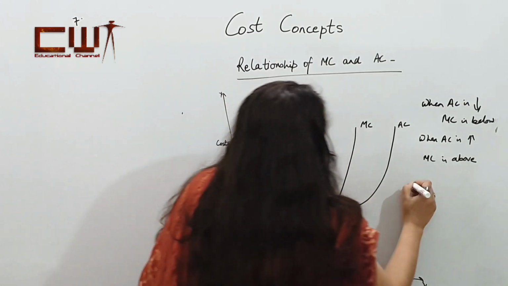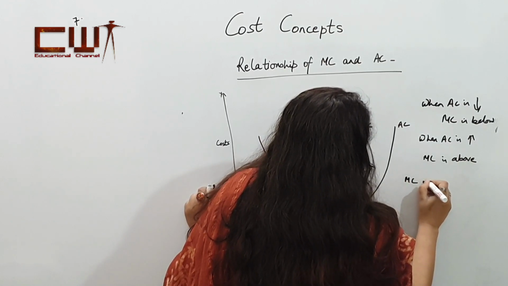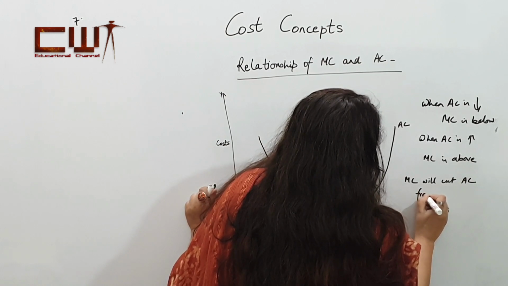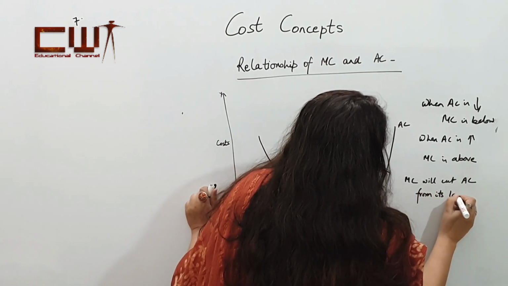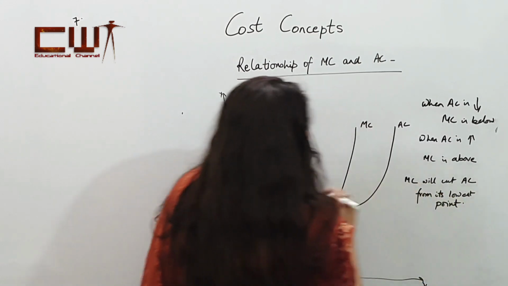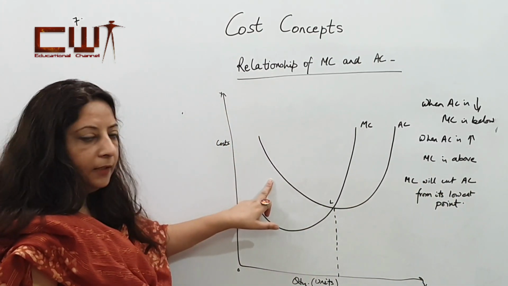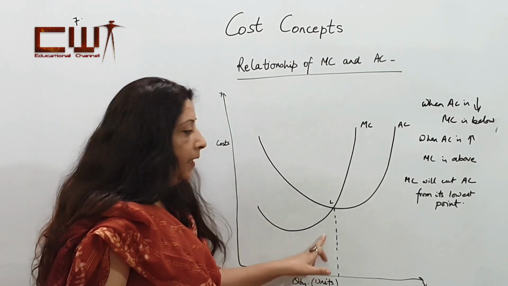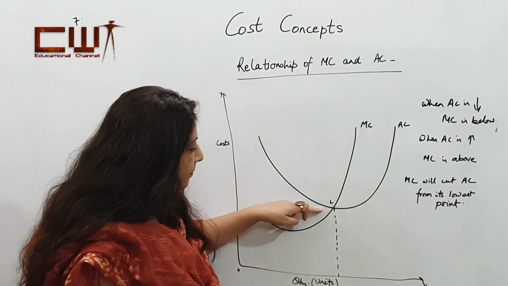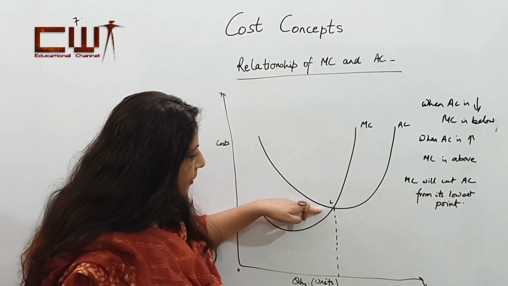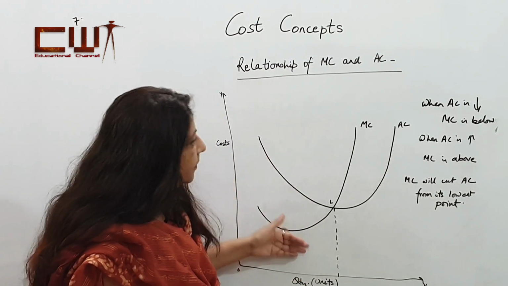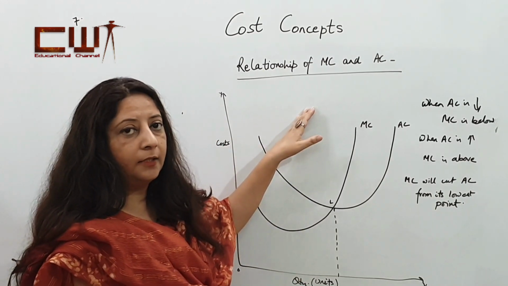And marginal cost will cut average cost from its lowest point. When average is falling, marginal cost is below it. When average is rising, marginal cost is above it, and the marginal cost will cut the average cost curve from its lowest point at point L. So this is the relationship between average cost and marginal cost.